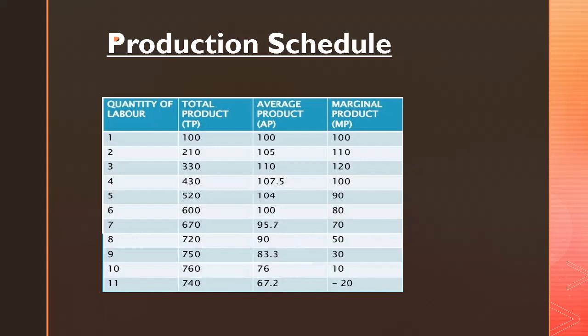That means our production, till applying 3 units of labor, is increasing at an increasing rate. After that, from the 4th unit of labor, from 4 to 10, our total production increases but at a diminishing rate. And after that point, if we use more and more units of the variable factor on the fixed factor, then our production goes negative.